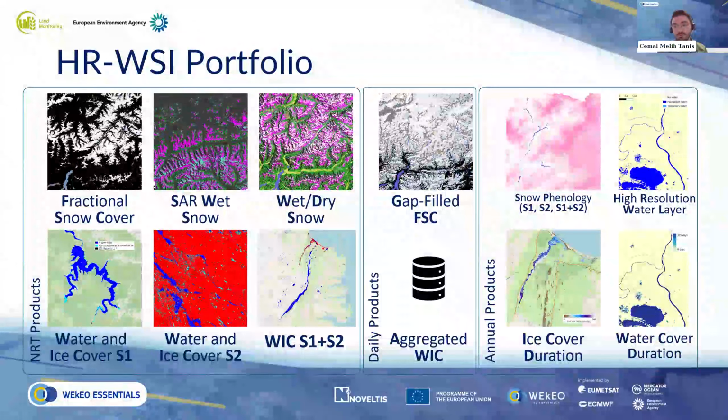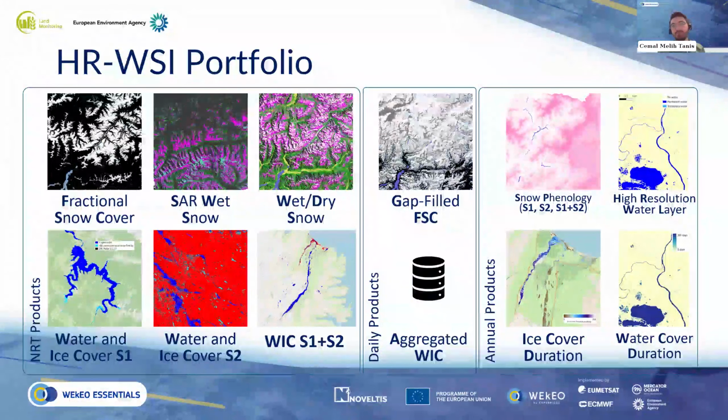Then continuing the service in the next framework, the water component is also included. And there we have the near real-time products, which are mostly the same as the previous ones, with improvements, of course. Then instead of river and lake ice extent, now there is water and ice cover. In principle, the products provide the same parameter, but there are differences. And in the daily products, there is again gap filled fractional snow cover, and the previous products are now changed to aggregated water and ice cover.